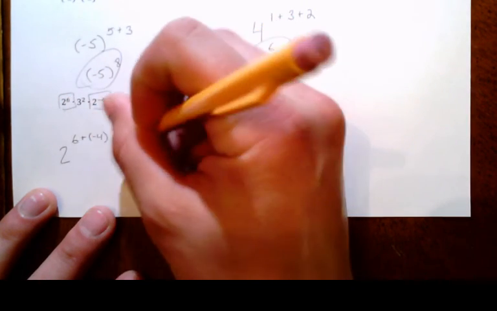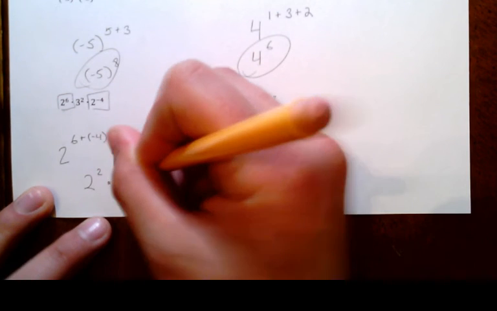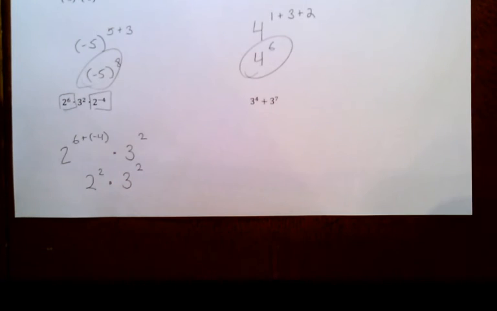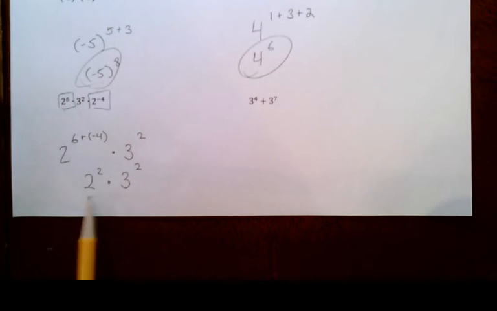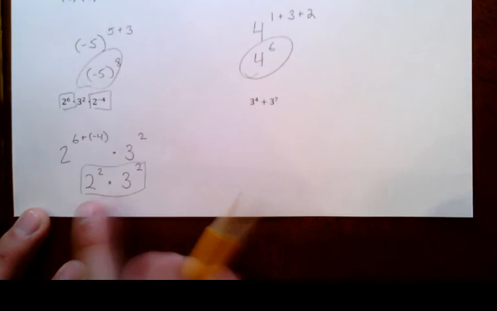I would focus on just doing 2 to the 6 plus a negative 4, and then I also have that 3 squared out there. And 6 plus negative 4 is going to give me a 2. As we move forward, we'll talk about how you could evaluate this further. But for right now, because these are unlike bases, I would stop. This is where I'm going to stop because I cannot use the product rule here.